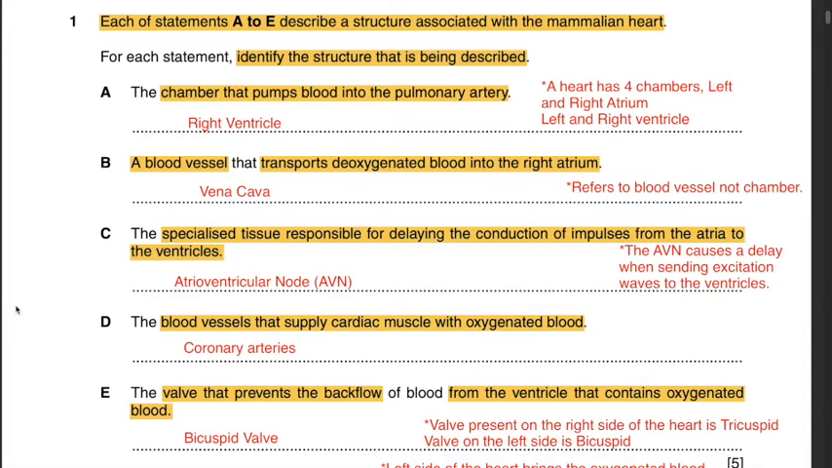Statement B. A blood vessel that transports deoxygenated blood into the right atrium. This question right here refers to the blood vessel, not a chamber. And the blood vessel that carries deoxygenated blood into the right atrium is nothing but the vena cava.